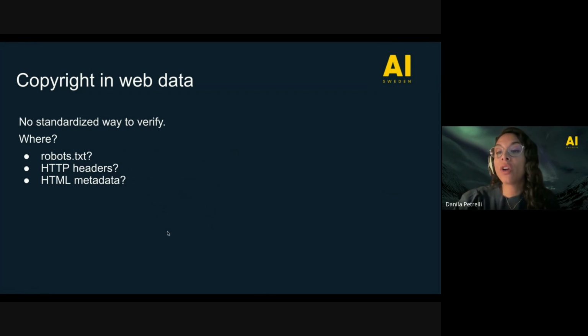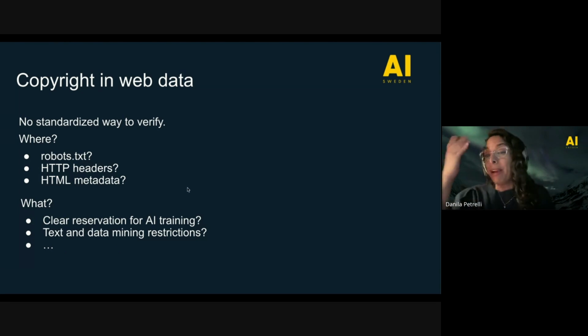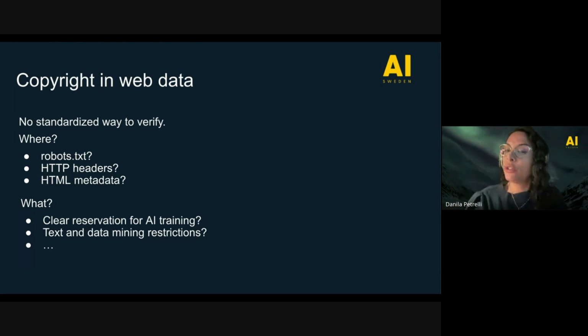And when it comes to trying to understand the copyright in web data, just so you know, we have something in Europe that is called the text and data mining exception for the copyright directive, and that could potentially solve the copyright. As in, if you have a mention in your robots.txt or in the HTTP headers or in the HTML metadata about the fact that I am the owner of this data and I don't want to mine this data, then we might think that we cannot use it, or that we can use it accordingly.